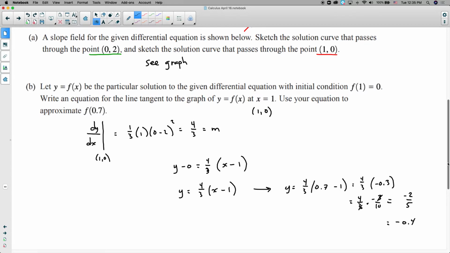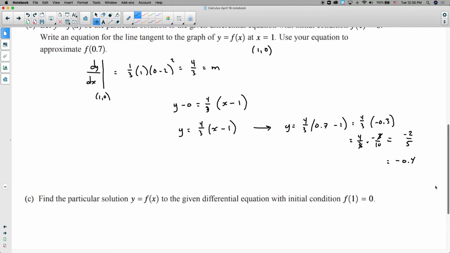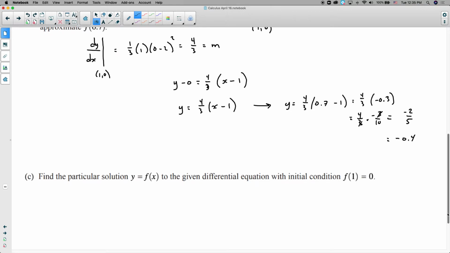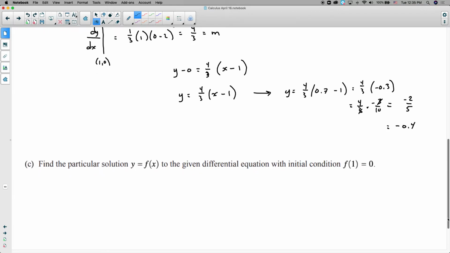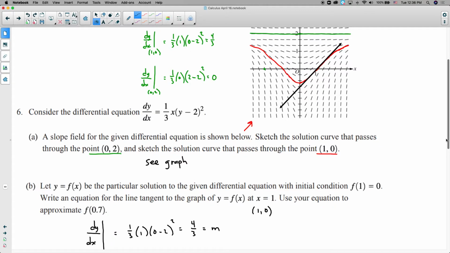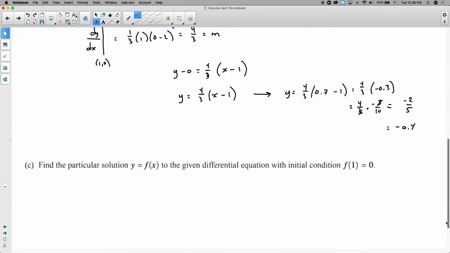All right then. So then let's go on to part C. And part C asks us to find the particular solution y equals f of x to the given differential equation with initial condition f of 1 equals 0. Okay, so then this is said differently to find the equation of the red curve from up above. Right, so find that particular sort of a reverse bell curve function.